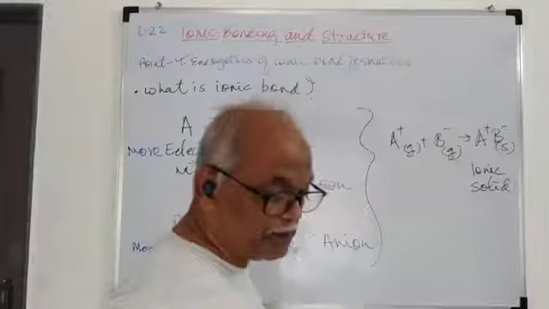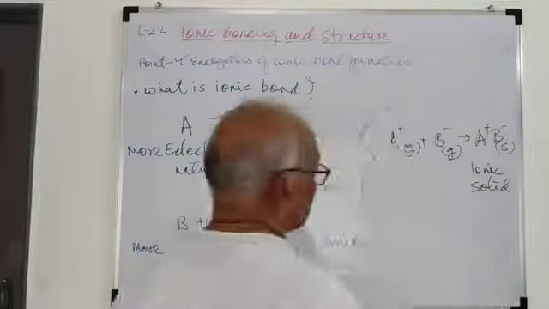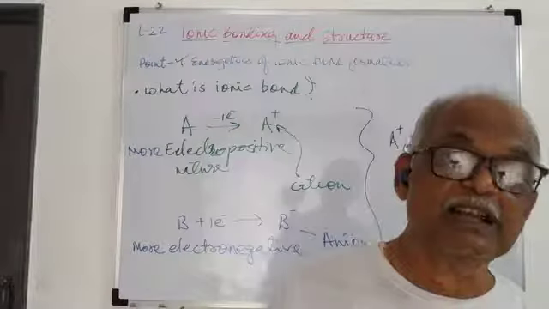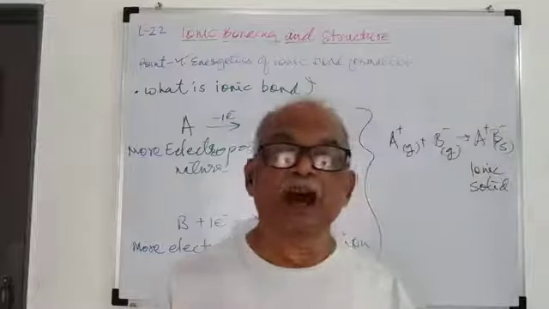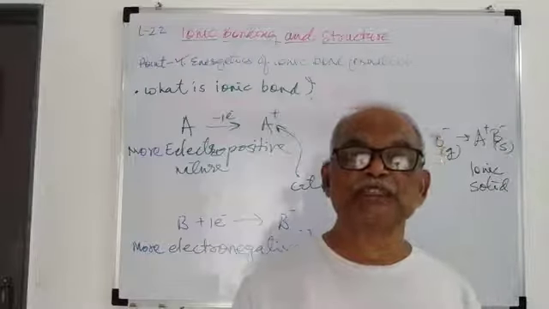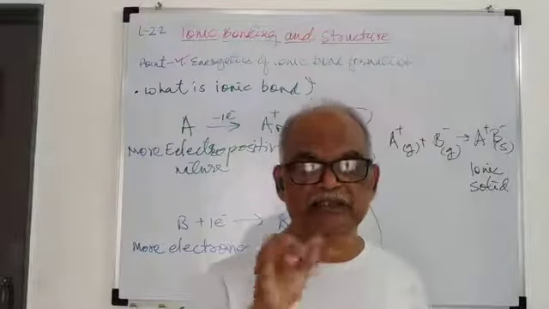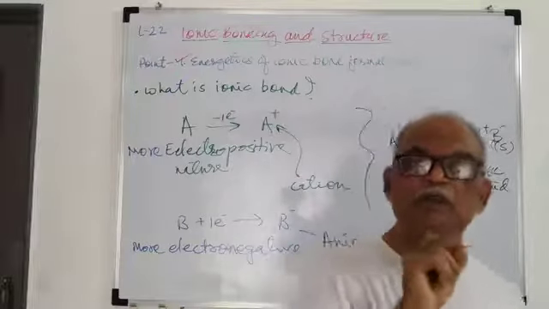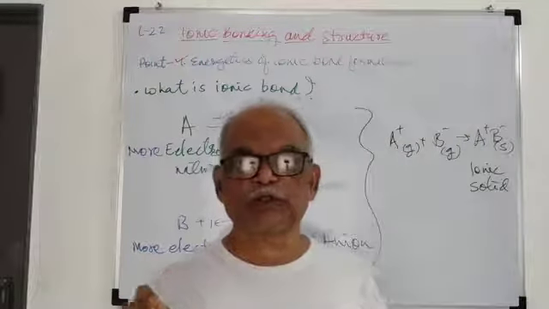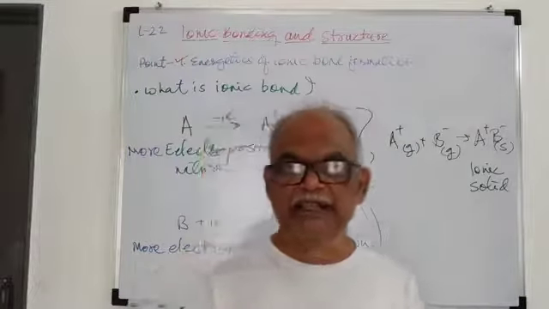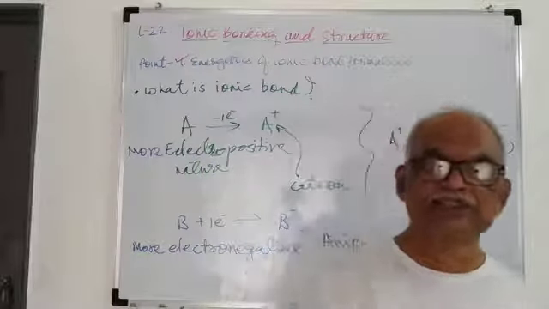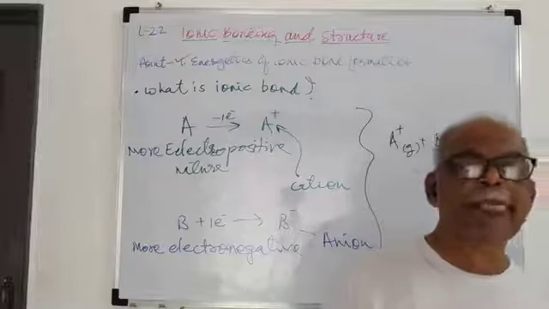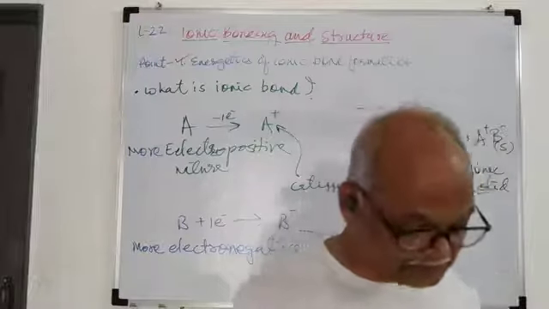Now we will see the ionic bond. Ionic bond is the bonding by means of electrostatic force of attraction between the atom of a strongly electropositive element and the atom of a strongly electronegative element, which results in the formation of an ionic solid.